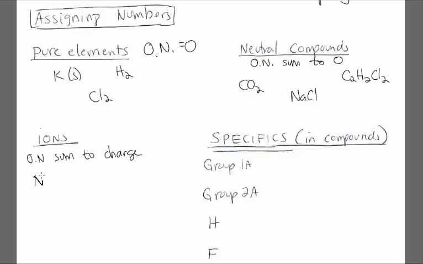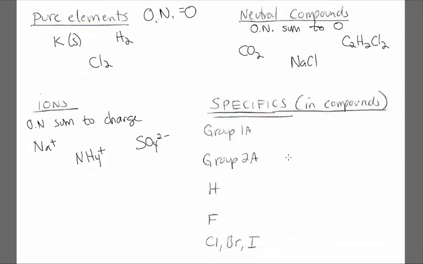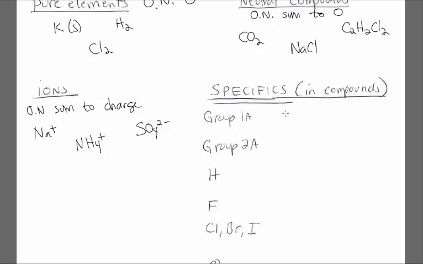Okay, so like Na+, the oxidation number is just the charge, +1. But for NH4+, which is not a single atom, atomic ion, the total oxidation numbers for the nitrogen and the 4 hydrogens has to sum to +1, has to sum to the charge. Something like sulfate, the oxidation number of the sulfur and 4 times the oxidation number of the oxygen has to sum to -2.